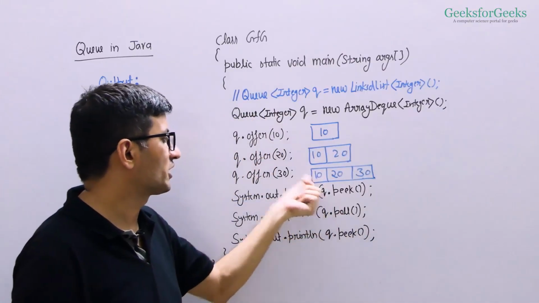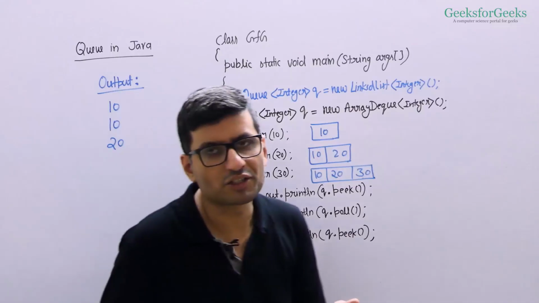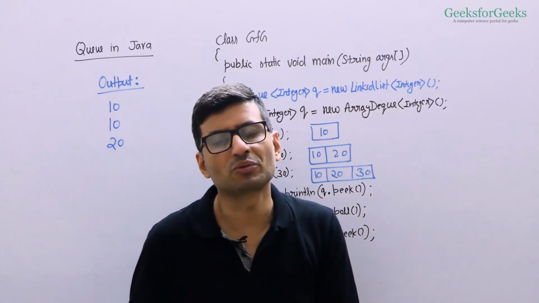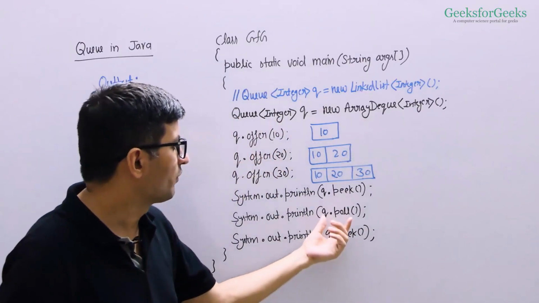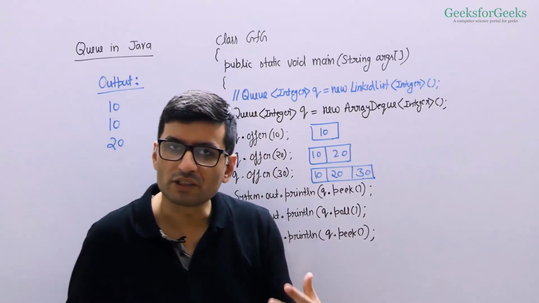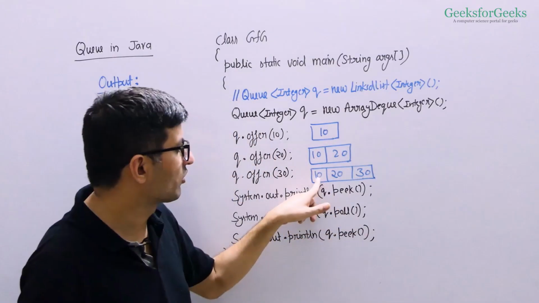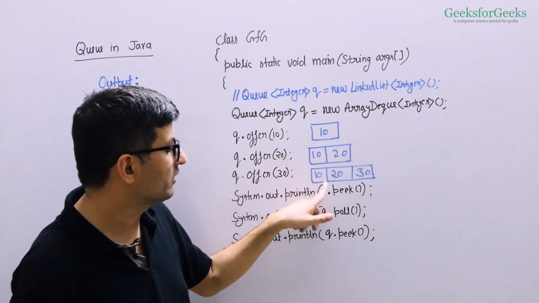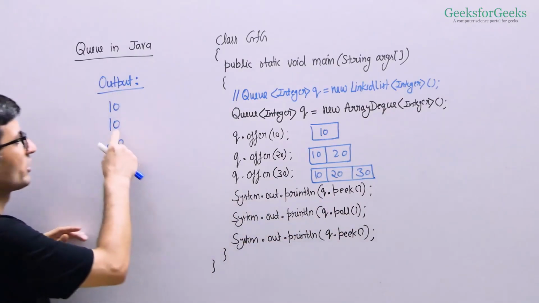And the first item here is 10. So it's going to give you 10. Now this peek function returns null if your queue is empty. The poll function removes the first item and returns the removed item. So the peek function did not remove 10, it simply returned 10. But the poll function removed 10 and returned 10. So we also get 10 here.